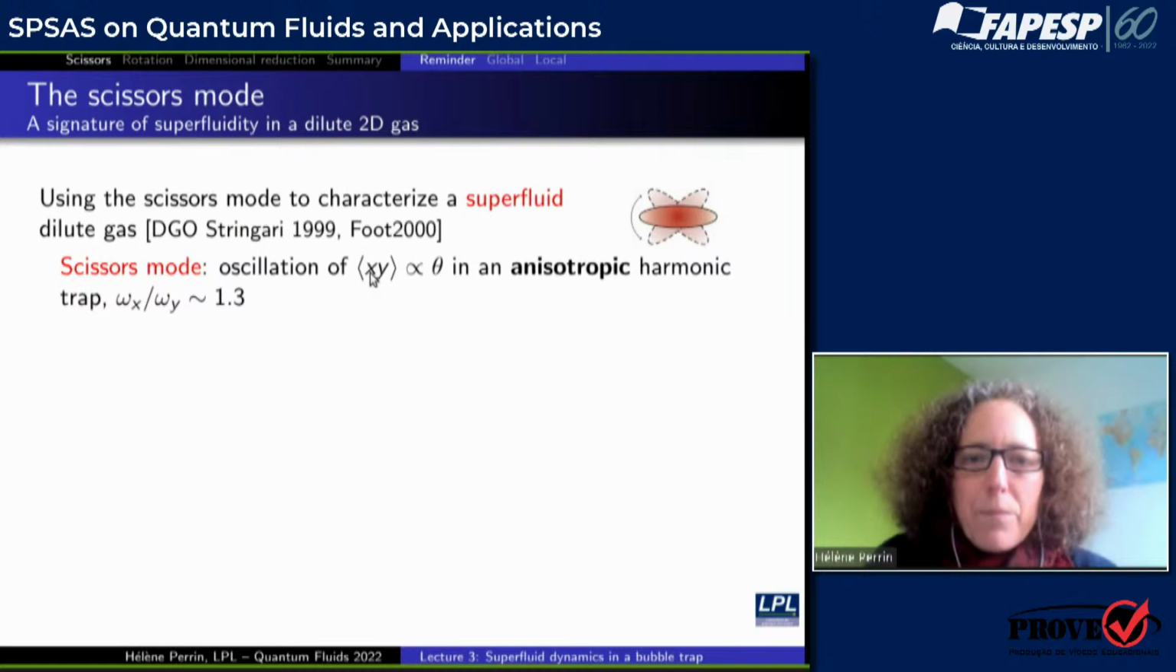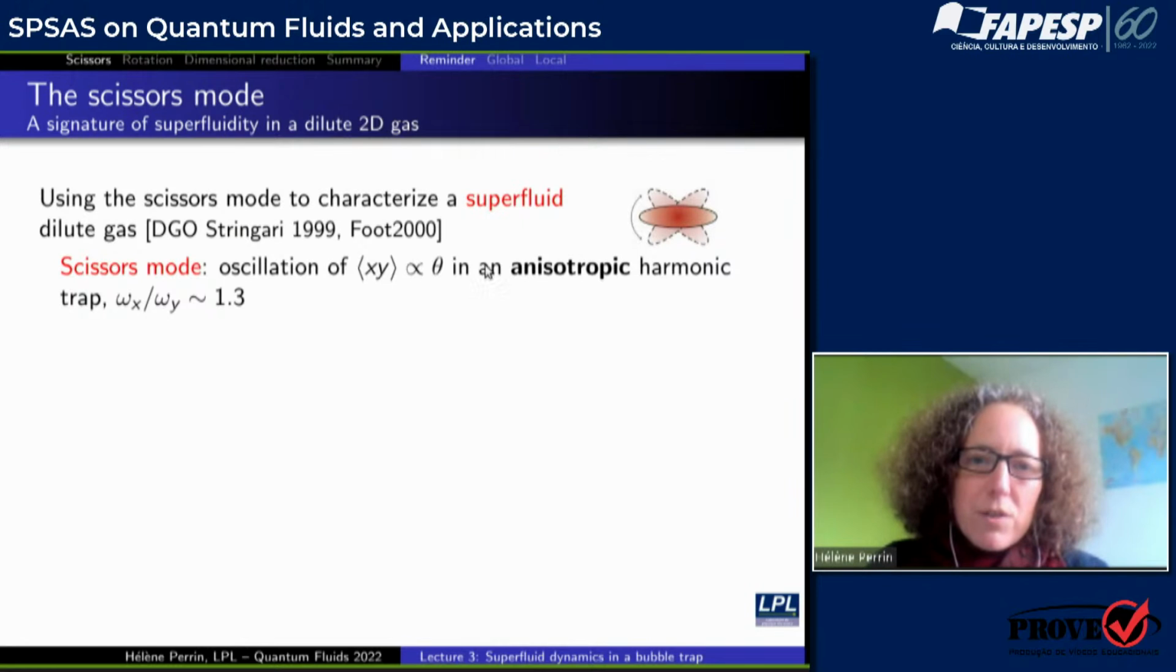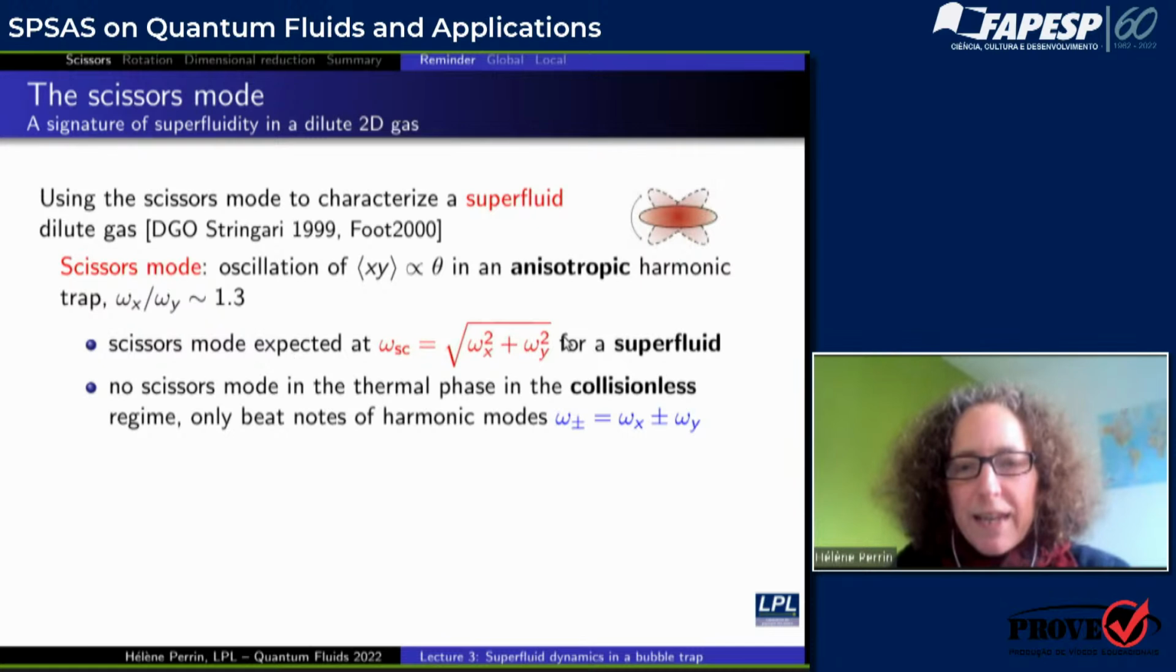And this you can measure by looking at the average value of x times y. So if you average the product xy along the whole distribution of the gas, with small amplitude oscillations of the scissors mode, this average is proportional to the angle theta of the oscillation. And by looking at its evolution with time, if there is a proper frequency for the behavior of this average, then you have a superfluid. So when the gas is superfluid, this average oscillates with a well-defined frequency given by the square root of omega x squared plus omega y squared. So this is the scissors frequency.